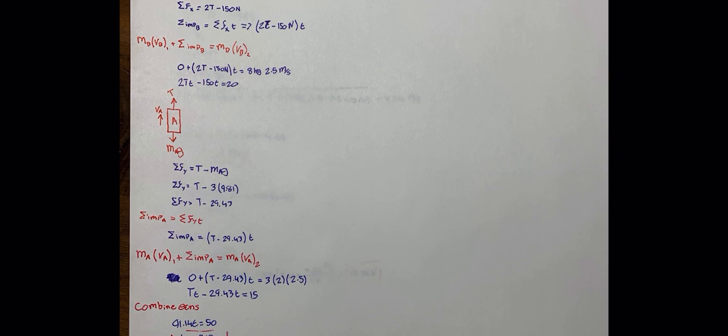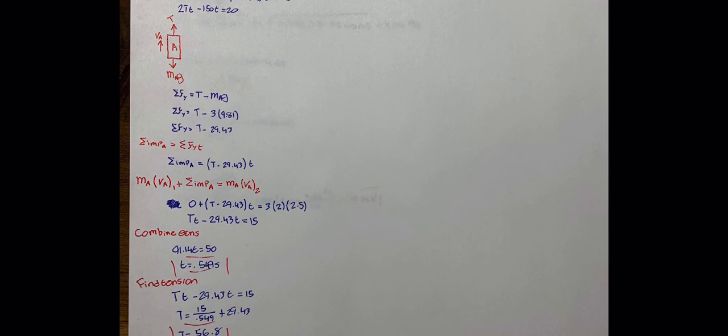And then using this second equation here, we can plug in our knowns and get 2T times time minus 150 times time equals 20. And then we'll do a free body diagram of block A and sum the forces in the y direction and get T minus 29.43.